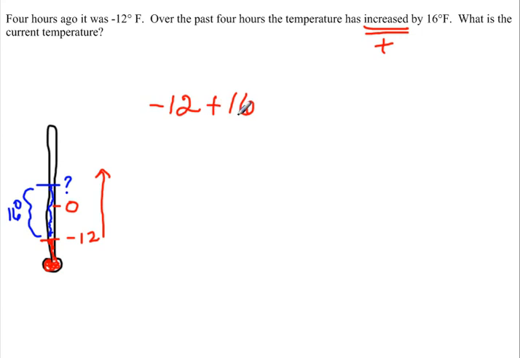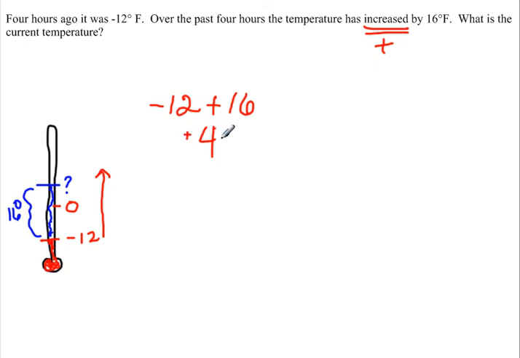Negative 12 plus 16. Well, the signs are different, so we take the difference. The difference between 16 and 12 is 4. And because 16 has the larger absolute value, and it's positive, my answer is going to be positive 4.